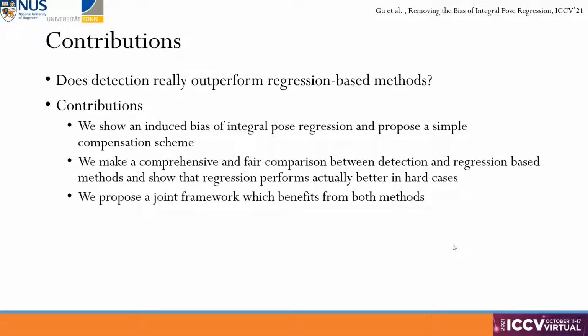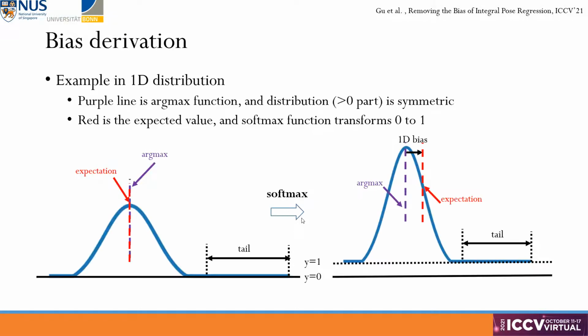Nowadays, detection-based methods are dominant in the field of 2D pose estimation. Then we beg the question, does detection really outperform regression? Our contributions are threefold. First, we discovered an induced bias of integral pose regression and proposed a simple composition scheme. Second, we do a fair comparison of detection and regression-based methods using different backbones and show that regression actually performs better in hard cases. Finally, we propose a joint framework to better utilize both benefits.